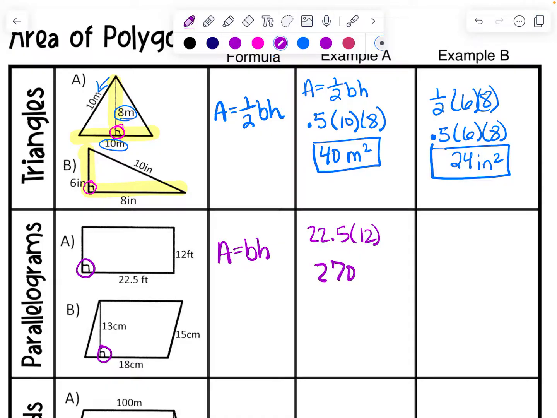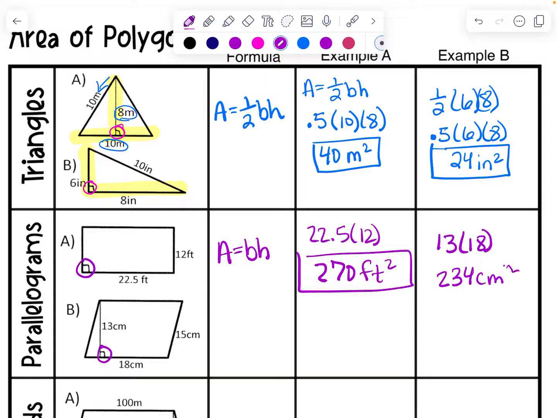For the next example, base times height is 13 times 18. We're actually not using that 15 at all, even though it seems like we should be using 15 and 18. Those are not the base and the height because they don't make a right angle. So when I multiply these two numbers, I get 234 centimeters squared. And it's square units because it literally means I could fit 234 squares inside that shape if they were 1 centimeter by 1 centimeter. And lastly, we have trapezoids.